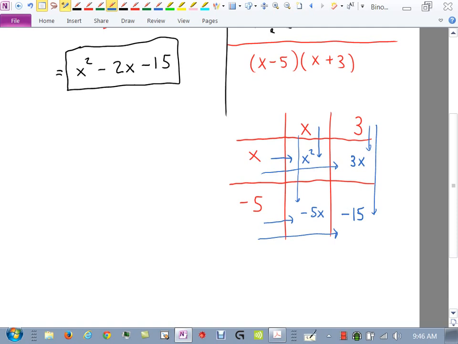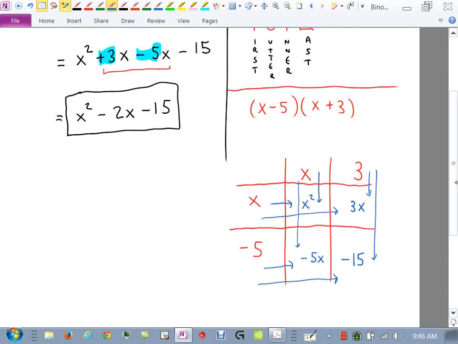And when you put all those together, you have the x squared, right? Which is, I'm coming back up to the first one I did, that's that x squared. You have this 3x, that's the 3x up here. You have -5x, -5x. Then you have -15, -15. And then you just write them all out and then collect your like terms and be done.